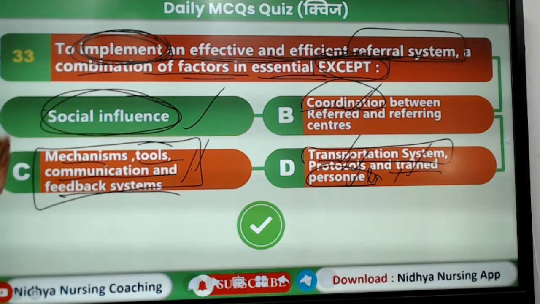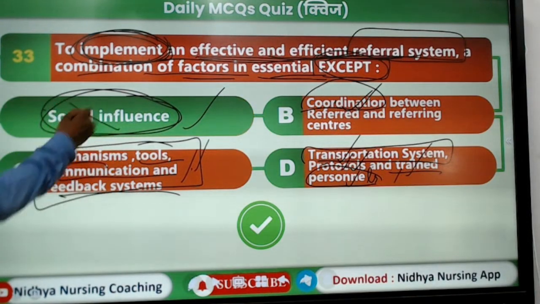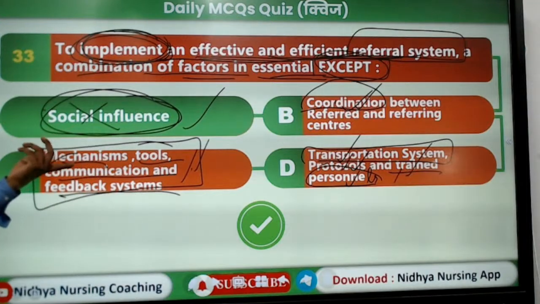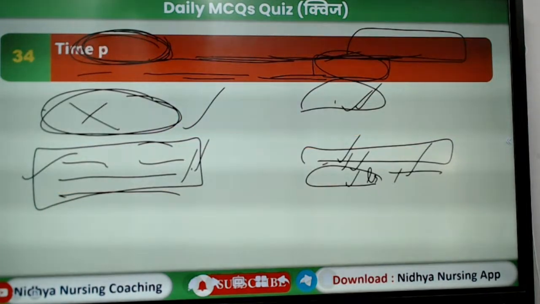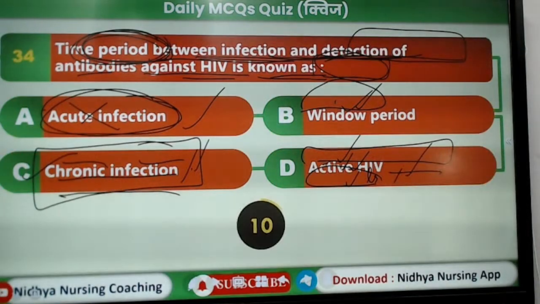Social influence, no, let it be. It is not. That is the most concern answer. Okay, fine. Next.